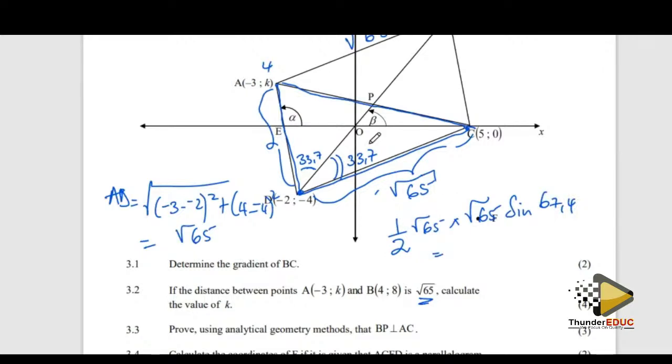So when I punch that into the calculator, 67.4, I'm getting 30. So which means it's just 30 units squared. It's okay, guys. That will be the area that is needed. Then that is question 3.